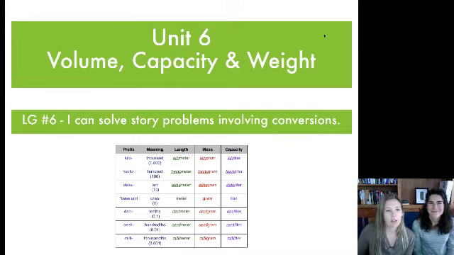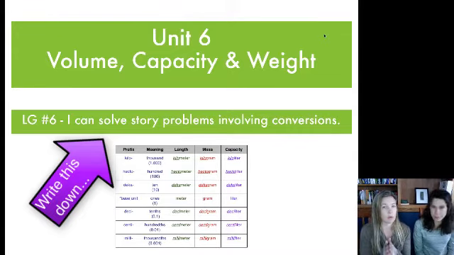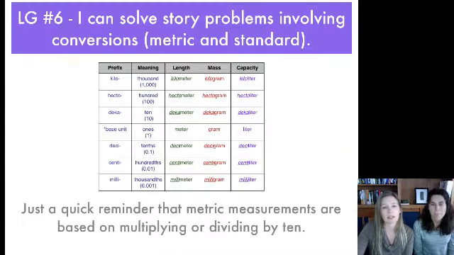Okay, on to our last learning goal of Unit 6. We are going to be solving story problems, but these ones now involve converting. So in some way, you're going to have to convert during these story problems. So these are some tricky ones. You have to really read carefully to see what the question's asking you.